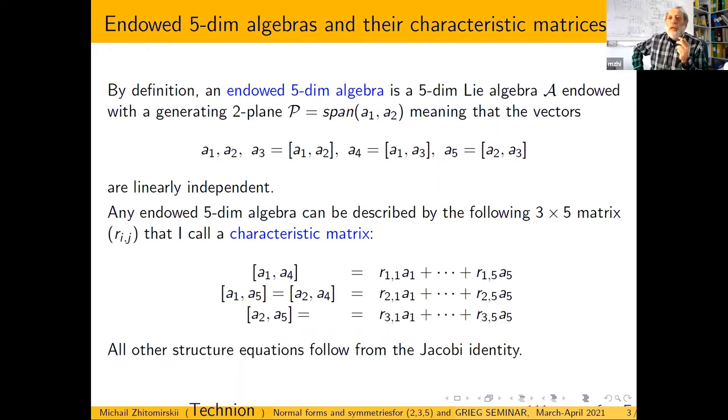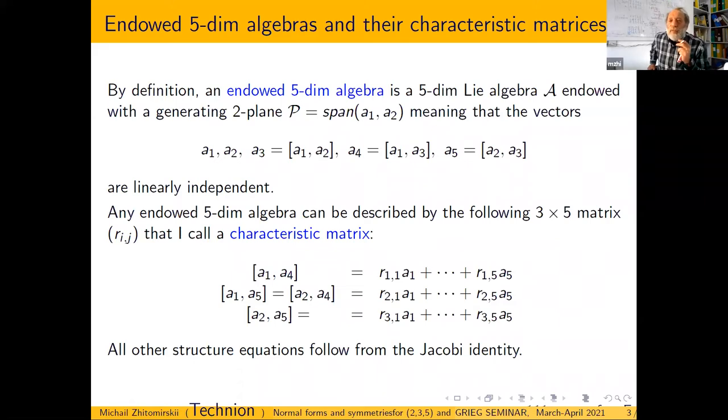So in this case, the pair (A, P), I call an endowed five-dimensional algebra. It is very convenient, at least for me, to describe such an algebra by a 3-by-5 matrix. We take the bracket of A1 and A4, and write it as a linear combination of the basis A1 to A5. We do the same for A1, A5, which by the Jacobi identity is the same as A2, A4, and for A2, A5. In this way we obtain a 3-by-5 matrix, and this matrix completely describes the endowed algebra, the pair A and P, because all other structure equations, for example A3 with A4, or A4 with A5, or A3 with A5, follow from these equations and the Jacobi identity.